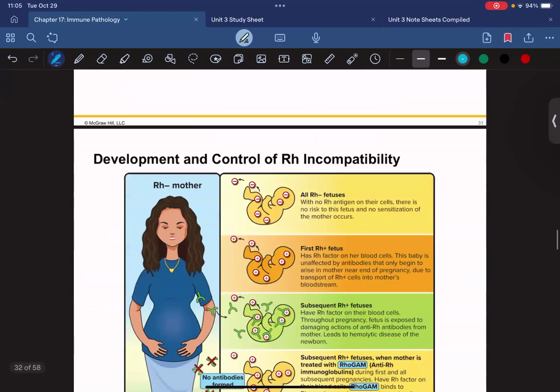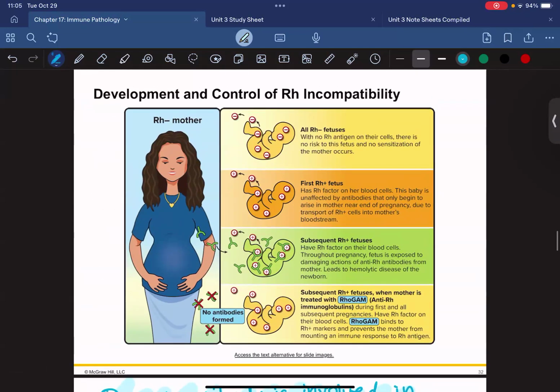So that's a problem. This brings us to hemolytic disease of the newborn. This is an extremely serious reaction. Do not underestimate the value of RhoGAM. I'm being completely serious about this. Don't worry, we're going to talk about it.